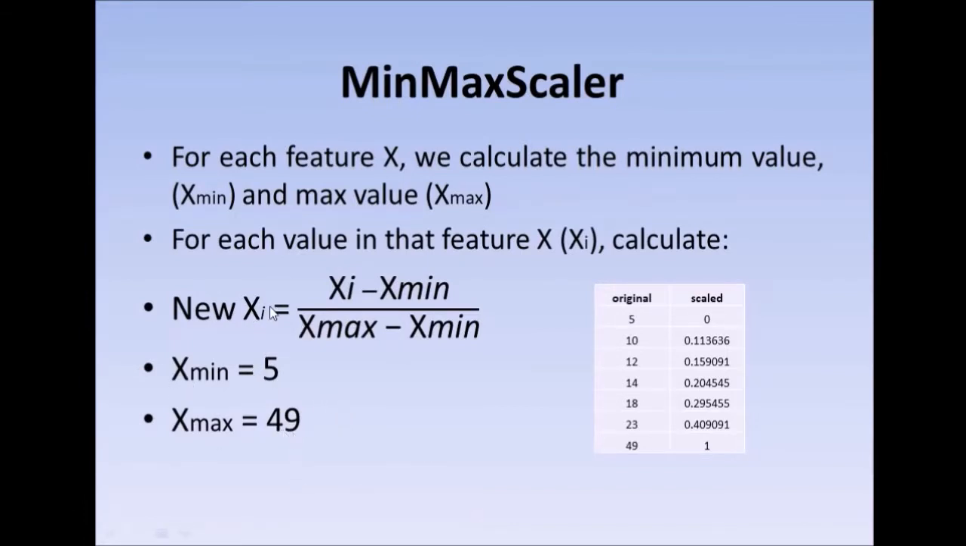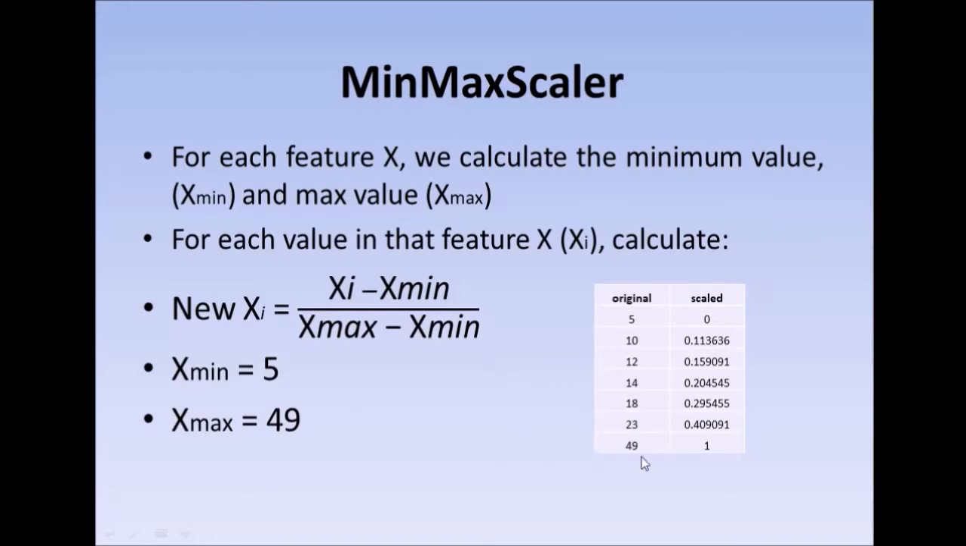So what is this new xi? This new xi will be the initial xi, for example 5, minus the minimum, which is 5 again, so 5 minus 5 is 0, and hence the scaled value is 0. Then for the next, for example for 10, we will do 10 minus 5 upon the maximum 49 minus the minimum 5, so 49 minus 5 is 44. So we will do 10 minus 5, that is 5, upon 44, which will give us 0.11. Then similarly we'll do this for all of these values.